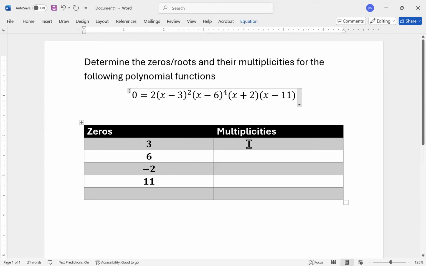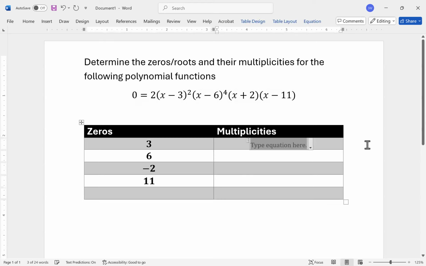And let's look at the multiplicities. The multiplicities are pretty obvious because that goes with the exponents. Here, we have x minus 3 squared. Again, that's like x minus 3 times x minus 3. I'm not going to rewrite that out. That means it has multiplicity of 2. So the x value of 3 has multiplicity of 2.